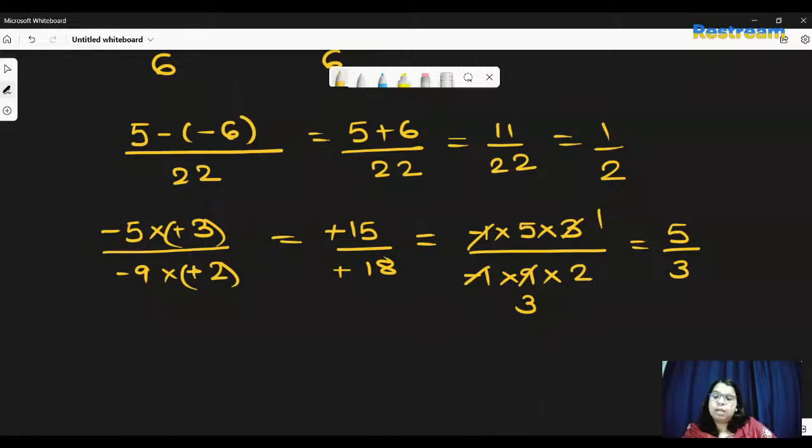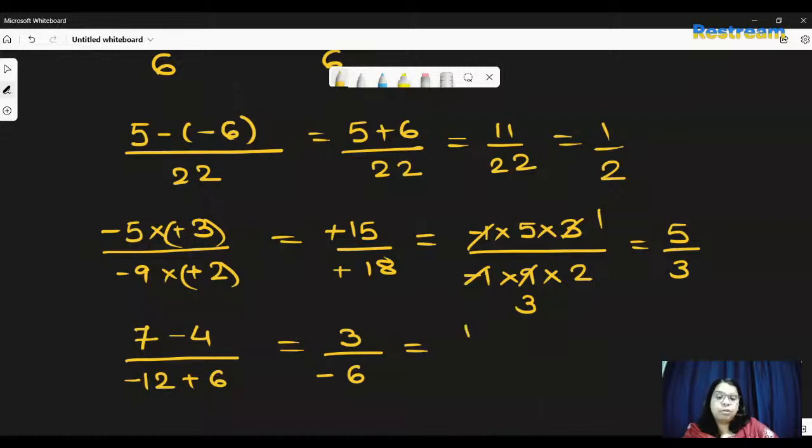Next one, let's say we have 7 minus 4 over minus 12 plus 6. Okay, 7 minus 4 is 3, minus 12 plus 6 is minus 6. So if I try to reduce it, I will get minus 1 over 2, but I'm going to move this sign to the numerator, so I'm going to get minus 1 by 2. We generally don't keep denominators negative, you have to remember this.